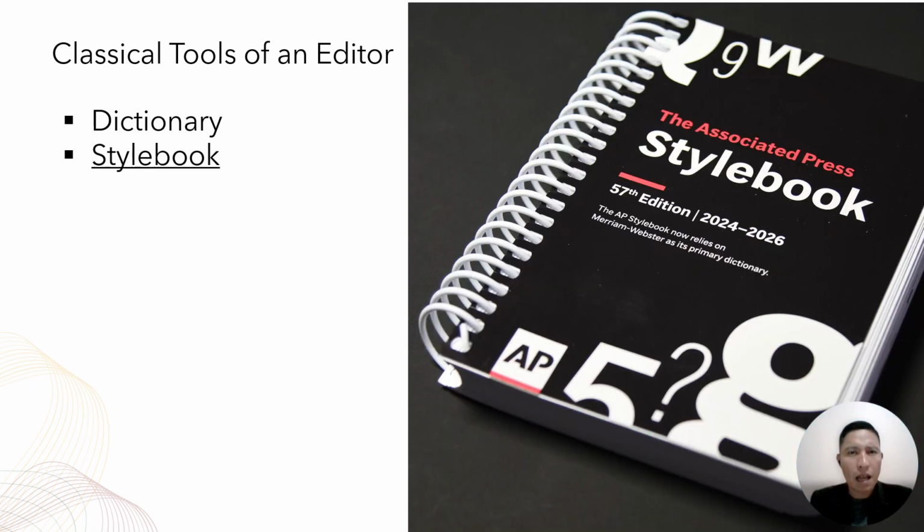Then we have a style book. A style book is a comprehensive guide of established conventions for writing, grammar, punctuation, and style. This is used in various fields like journalism, publishing, and even within specific organizations. It tells us how to abbreviate words, how to punctuate correctly, and when to spell out numbers or use numerals. Different organizations often have their own style books, and the most well-known are the Associated Press, Chicago, and MLA.